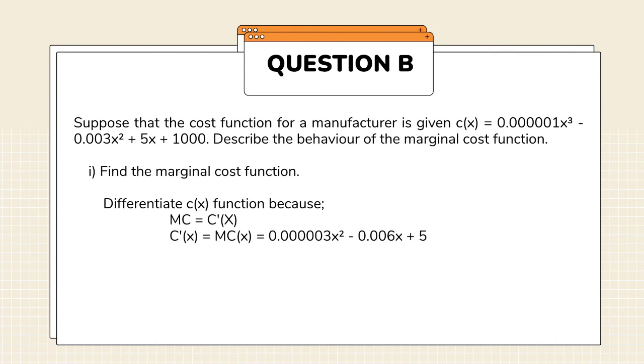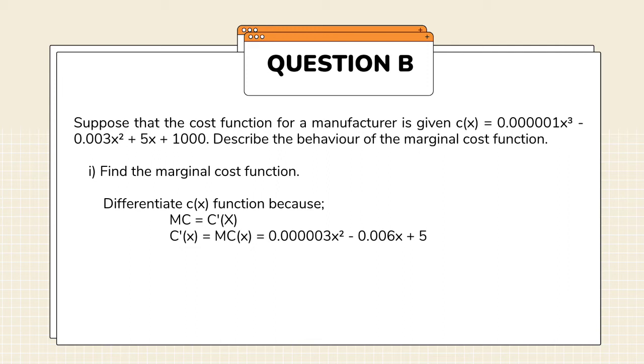For question 2b, suppose that the cost function for a manufacturer is given as C(x) equals 0.000001x cubed minus 0.003x squared plus 5x plus 1000. Describe the behavior of the marginal cost function. Question 1 asks, find the marginal cost function.